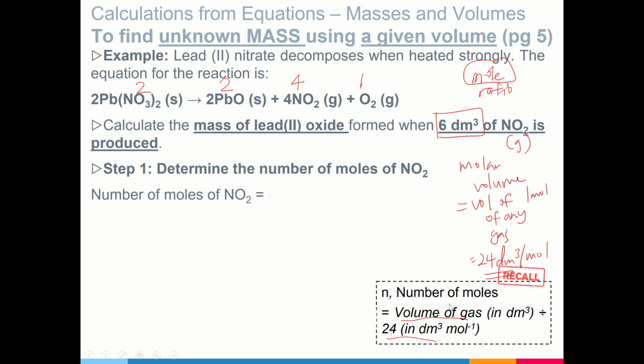Alright, so I'm given 6 dm³. So 6 dm³ divided by 24 dm³ per mole. Okay, if you look at the equation, actually I cancel out the unit. I'm only left with mole. So 6 dm³ is 0.250 mole.